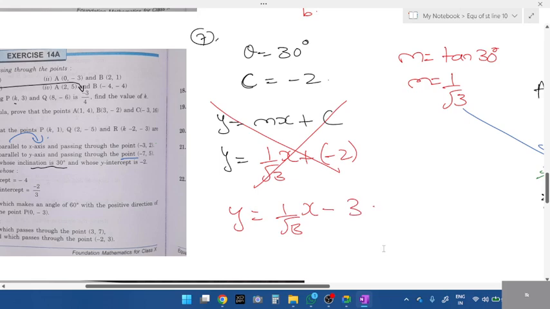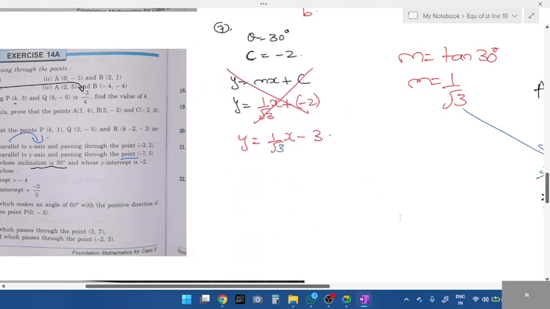Can anyone check the answer, or let me check the answer? Fine. What did I tell you all, students? How to arrange an equation? We shouldn't have any denominators, right? What's the denominator we have? Root 3. When you take LCM, what do you get?